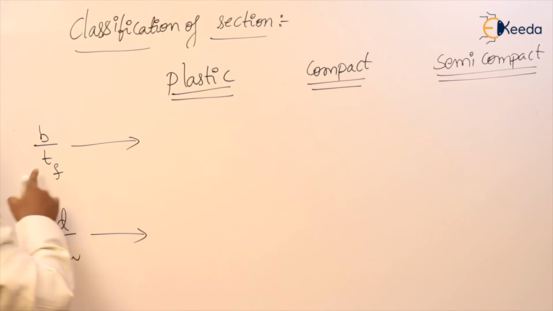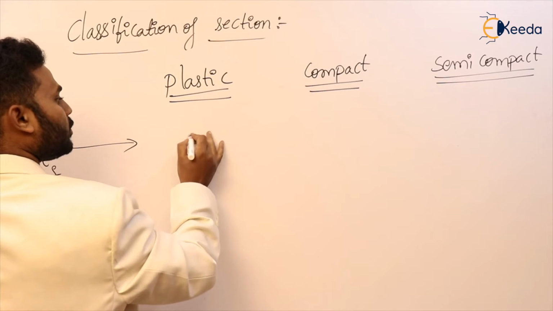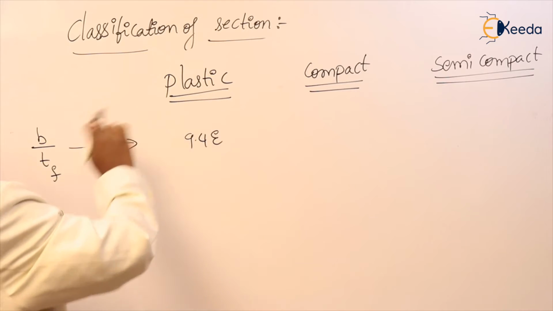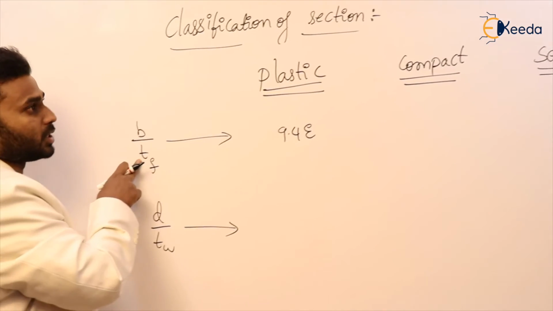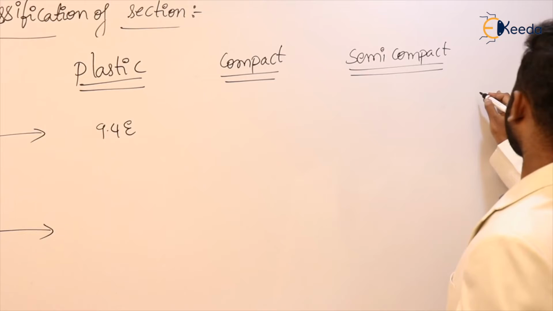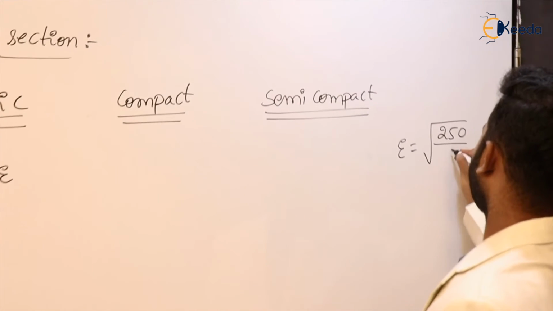If this B by TF is 9.4 epsilon, then that cross section is known as plastic. So if the width of the outstand to the thickness of the flange is 9.4 epsilon. Epsilon is nothing but under root 250 by Fy, the yield stress.